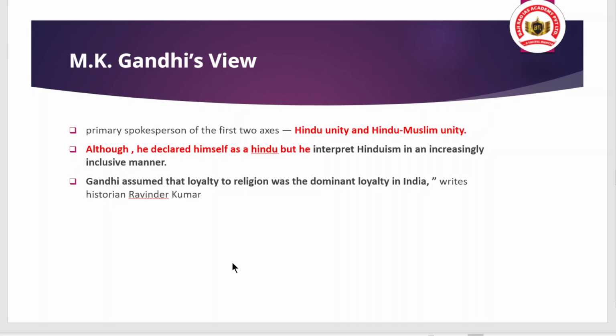Okay, and when we talk about Mahatma Gandhi's view, Mahatma Gandhi was the primary spokesperson of Hindu unity as well as Hindu Muslim unity, and that's why we see that in the entire journey of the freedom struggle, Mahatma Gandhi involved our Muslim communities in the freedom struggle, whether it is the non-cooperation movement or the Khilafat movement. Okay, so this is the point.